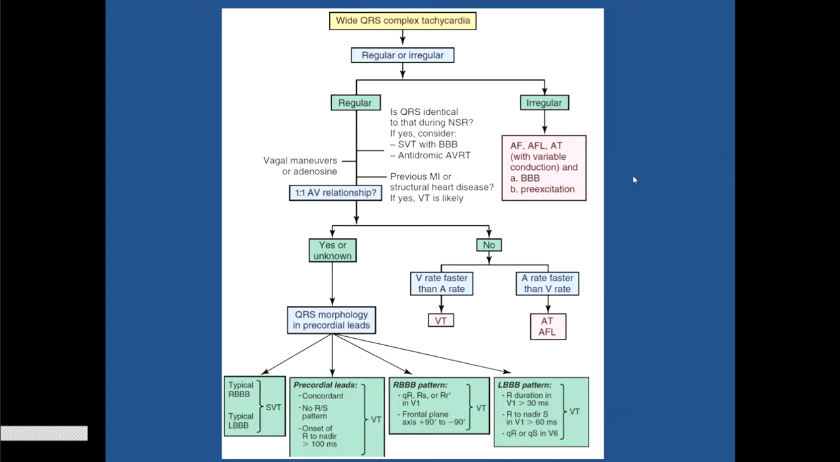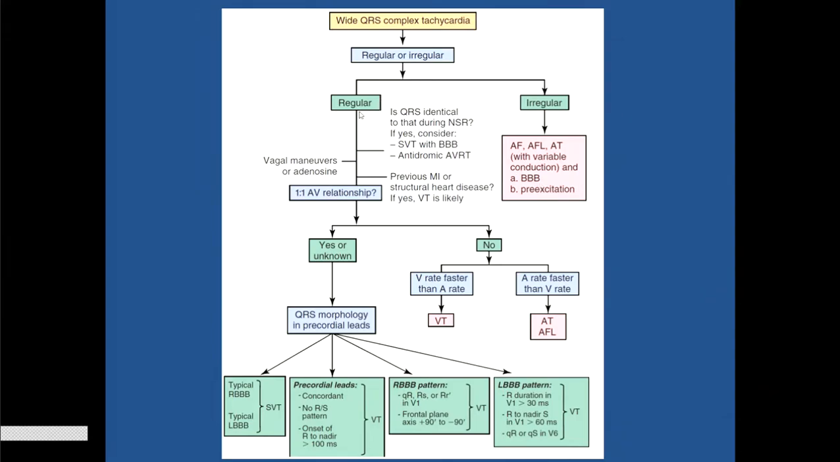So wide QRS tachycardia, this is an algorithm that is very commonly used, and it is from the textbook Braunwald, based on a lot of studies. We first have to see whether it is regular or irregular. If it is irregular, it could be atrial flutter, atrial fibrillation, or atrial tachycardia with variable conduction and pre-existent bundle branch block, or pre-excitation. We will not touch upon this too much. I'll definitely show an ECG.